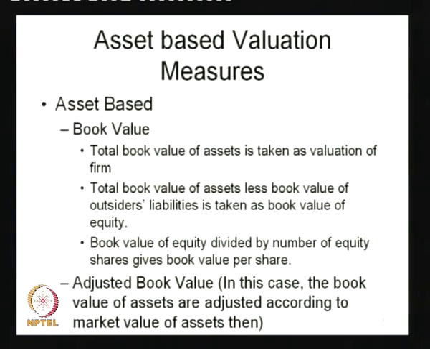From the total book value of assets, the book value of outside liability is deducted, that is, the liability for, let us say, debentures, bonds or loans the company has. Whatever value comes out of that is the value of the equity shareholders, the total book value of the equity. This book value of equity is divided by the number of equity shares of the company, which gives the book value per share of the company.